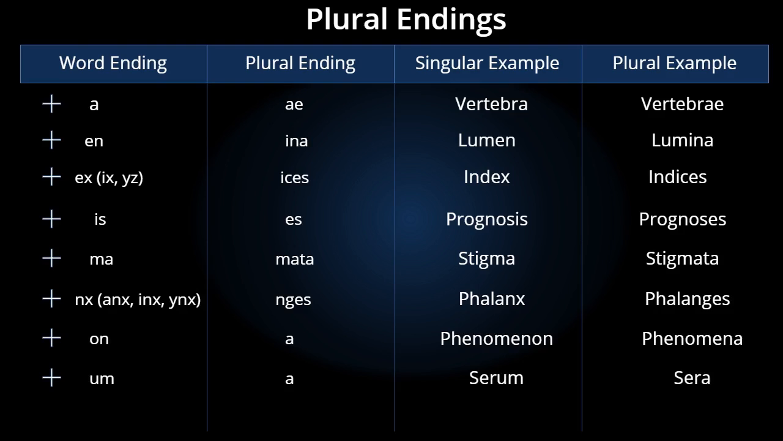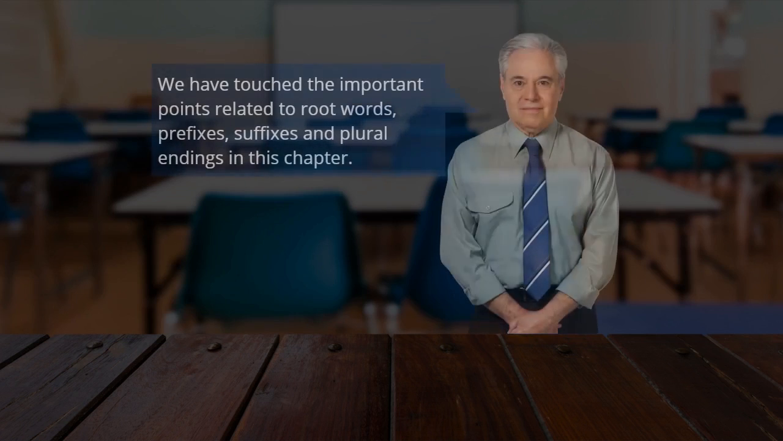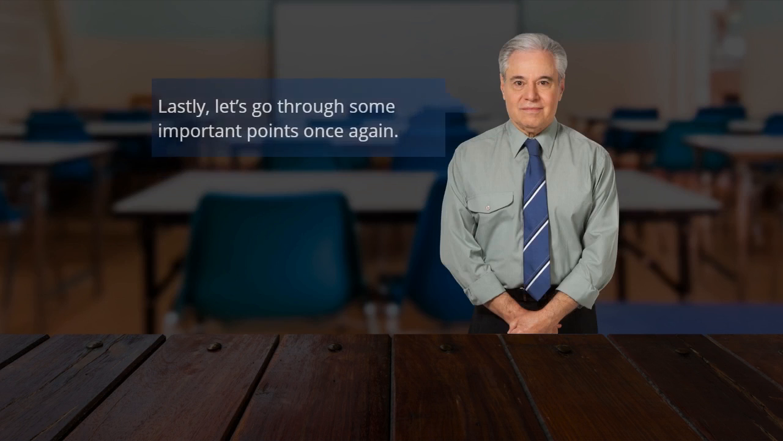As a last example, let's see the words ending with US. Their plural ending would be I. For example, thrombus would be thrombi. We have touched the important points related to root words, prefixes, suffixes, and plural endings in this chapter. Lastly, let's go through some important points once again.